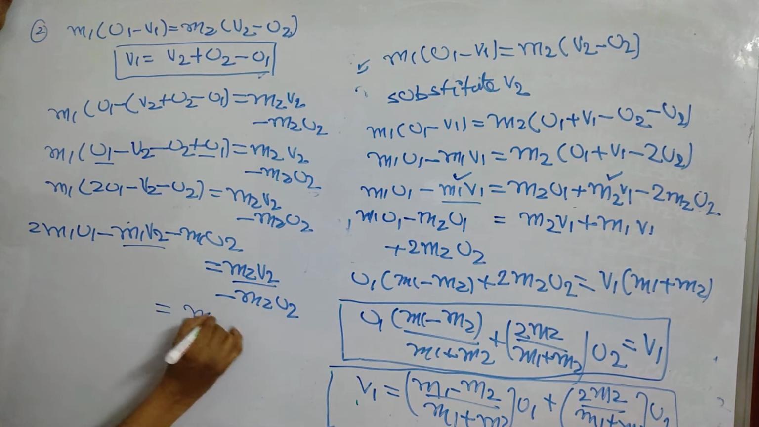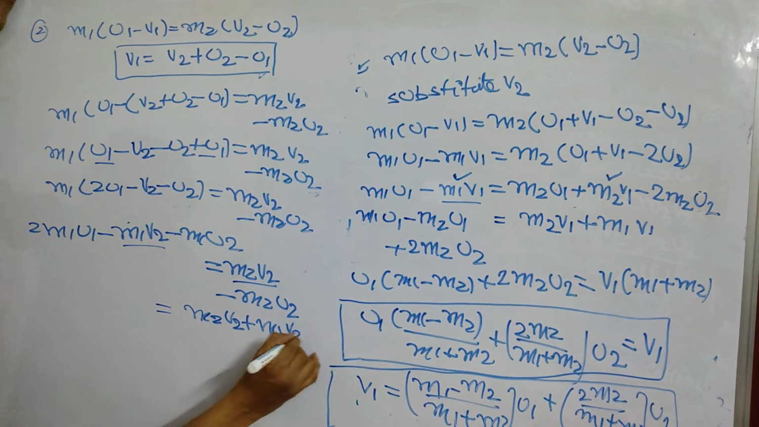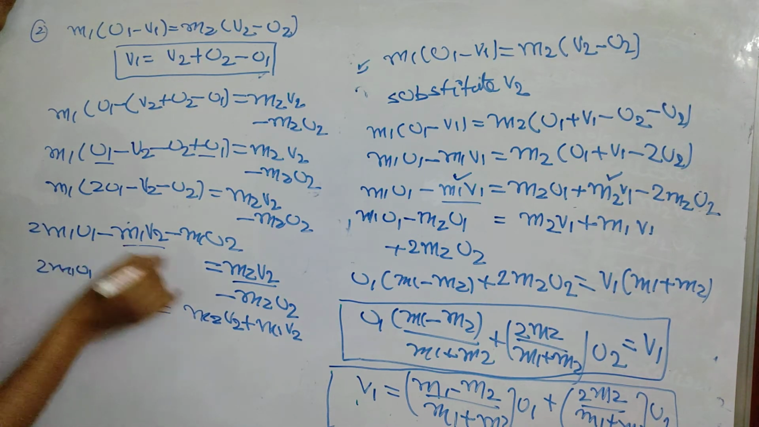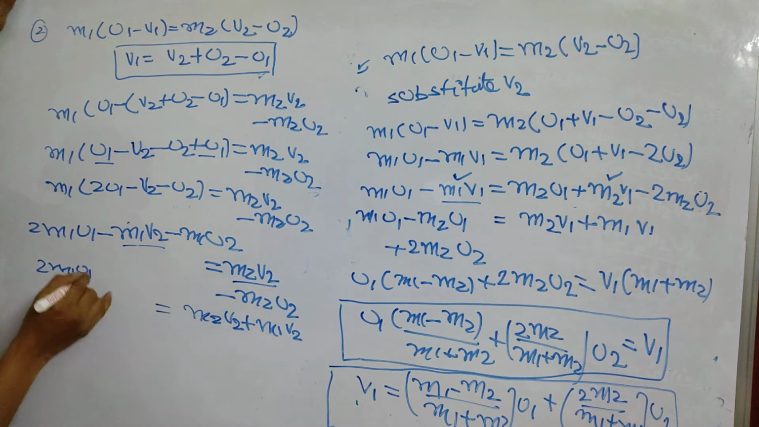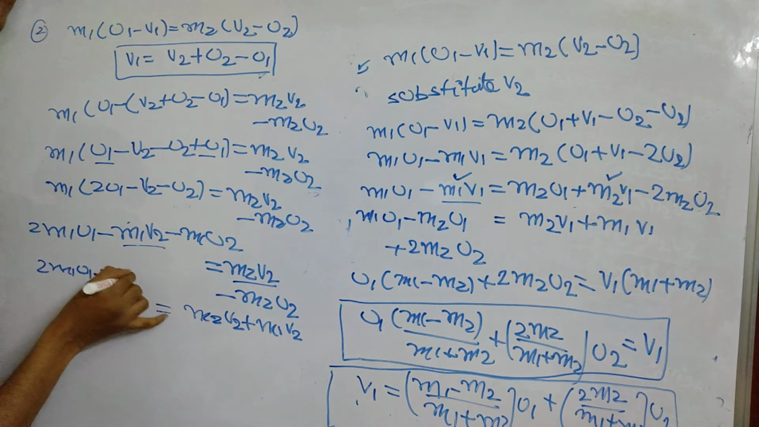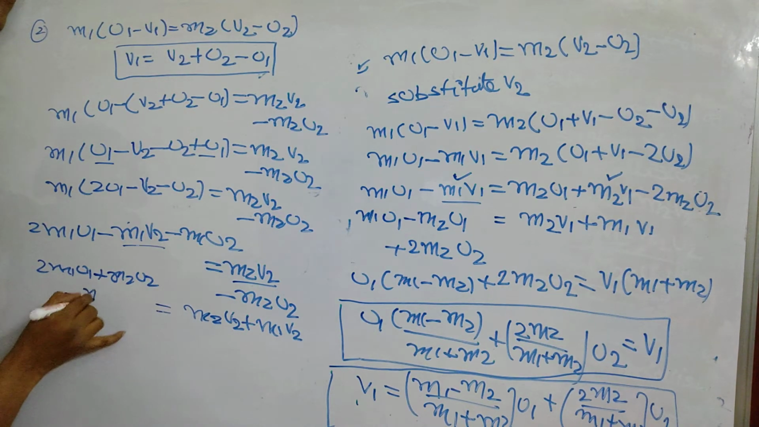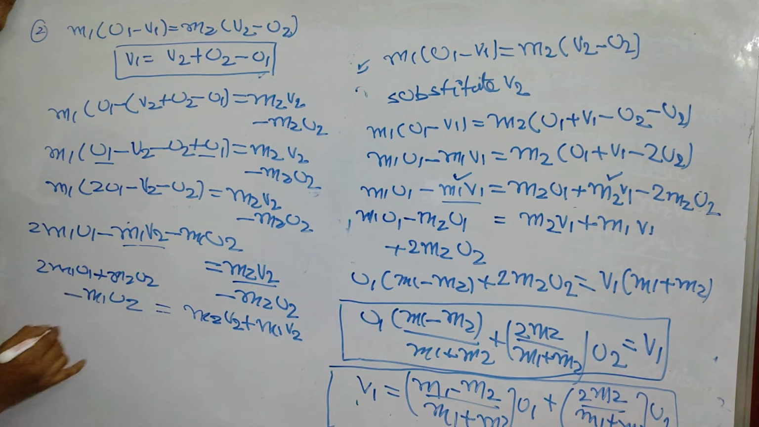Move to the right side now. That means m2 v2 plus m1 v2 come on the right side. Remaining on the left side now, here I am writing 2m1 u1. It is already moved. Bring this to the left side now, that means m2 u2, this value, and here already there is minus m1 u2. This is the value. Again you take the common now.